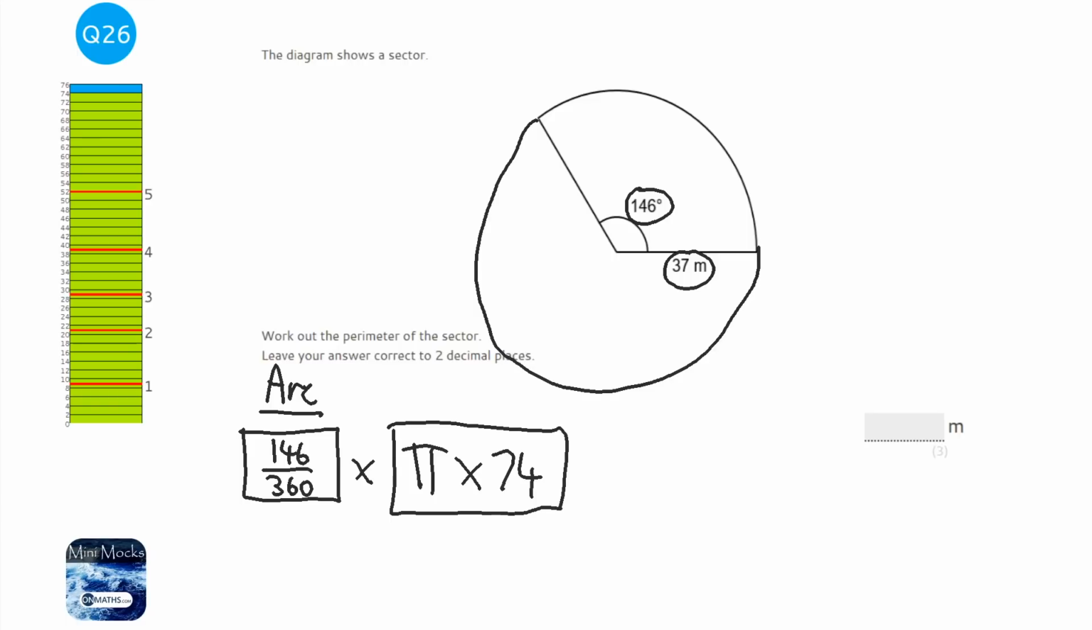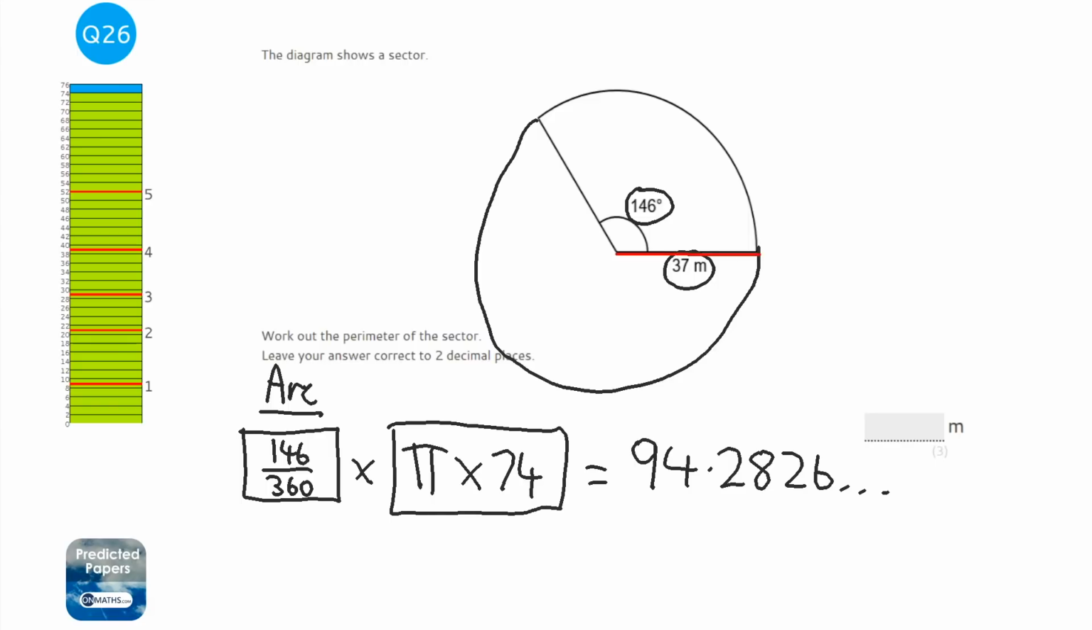Okay, so we type that all into our calculator, so I press the fraction button, 146 over 360 times pi times 74. And it gives me an answer in terms of pi. I don't need it in terms of pi, I just need it as a decimal. So 94.2826 blah blah blah.